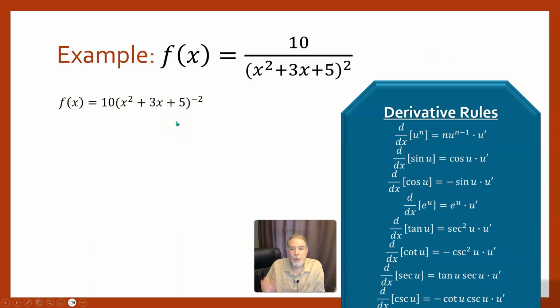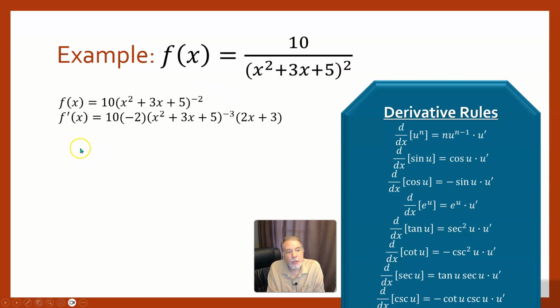Now, first of all, the derivative of a constant times a function is equal to the constant times the derivative of the function. So when we do take the derivative, we're going to get the constant 10 times, and now the derivative of something to a power is the power times the something to the power minus 1 times the derivative of the something. So here that would be negative 2 times x squared plus 3x plus 5 to the negative 3 power. Remember, negative 2 minus 1 is negative 3, times the derivative of x squared plus 3x plus 5, which is 2x plus 3.